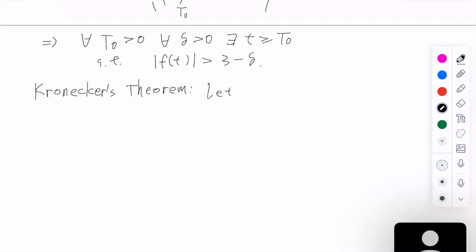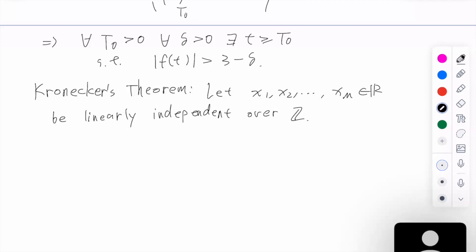So if we generalize, we have an n-dimensional theorem. Let x1, x2, all the way up to xm be a sequence of real numbers such that they are linearly independent over Z. And we also pick another sequence of numbers, alpha 1, alpha 2, all the way up to alpha n, be some arbitrary real numbers. This corresponds to the quantities x minus x0 and y minus y0.